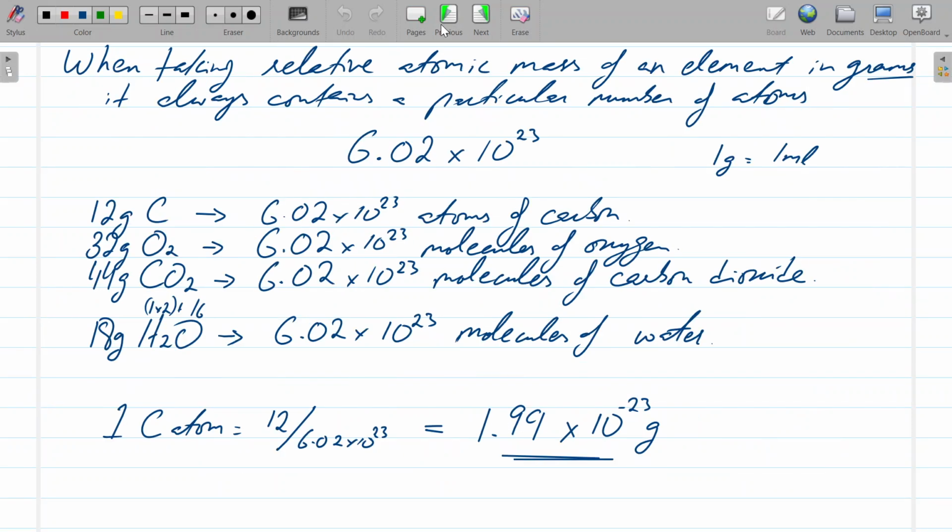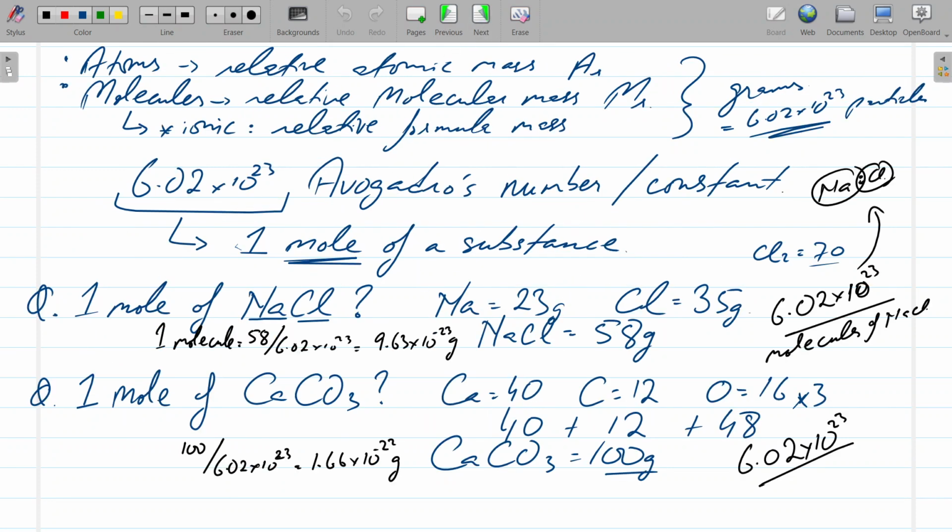So it doesn't matter whether you have 12 grams of carbon, 44 grams of carbon dioxide, or 100 grams of calcium carbonate, right? Each of these are the molar masses, and each of these have the same number of particles, 1 mole.